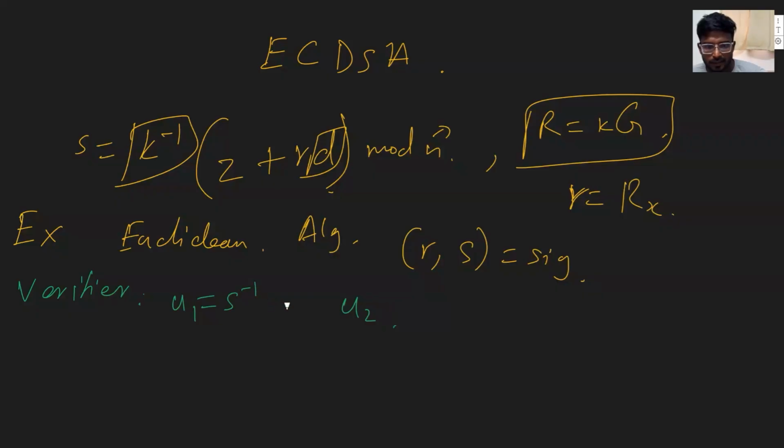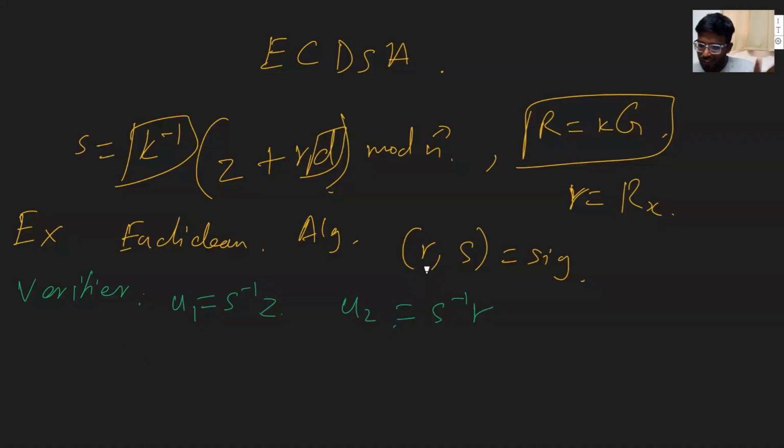U1 is this S inverse into Z. U2 will be S inverse into R. As you know, Z and R are public information because the prover provided R, and even S is public information because the prover provided this value.